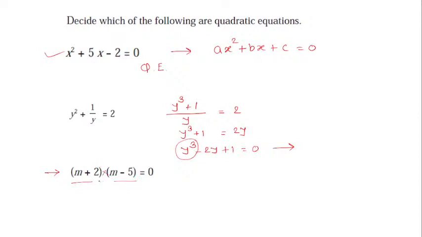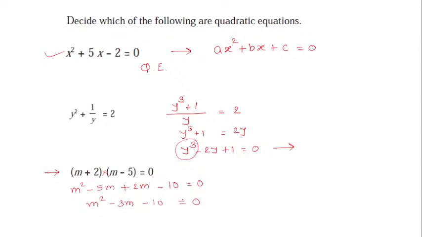That means there is a product sign. So we have to take a product of these two. m into m, that is m square, minus 5 into m, that's minus 5m, plus 2 into m, that is 2m, minus 5 into 2, minus 10, that is equal to 0. So we get m square minus 5m plus 2m, that's minus 3m, minus 10 that is equal to 0.